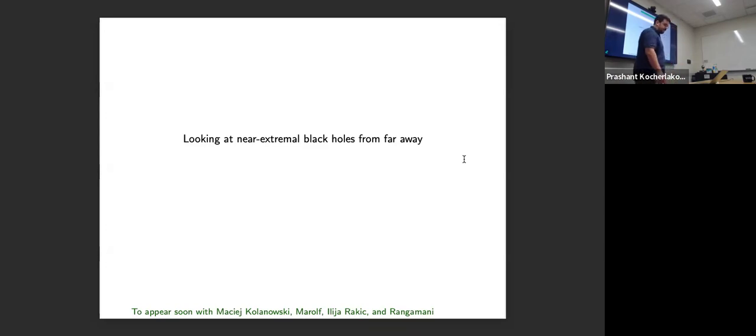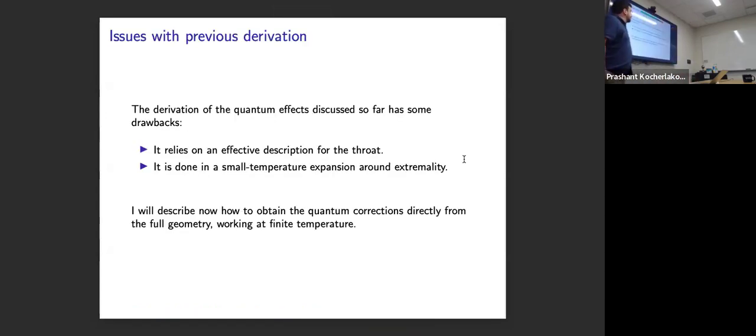Okay, so now I will describe this upcoming work with Polanowski, Maldacena, Rakic, and Rangamani. So you might have some issues with the derivation I showed so far. For example, it relies on an effective description of the throat. This I already mentioned. We use this two-dimensional gravity description of the AdS2 throat, but the black hole is embedded in flat space, or could be either AdS or dS, but embedded in some environment. And the second issue is that this is done in a small temperature expansion around extremality. It would be nice to have a calculation one could do at finite temperature, that one can later take small temperatures and still reproduce these results, working also in the full geometry. And that's what we're doing.